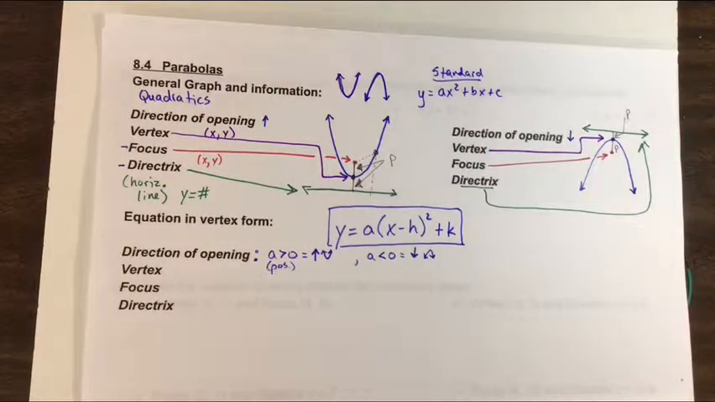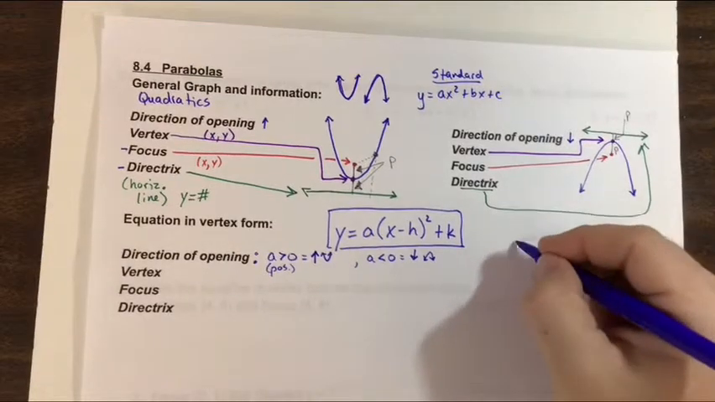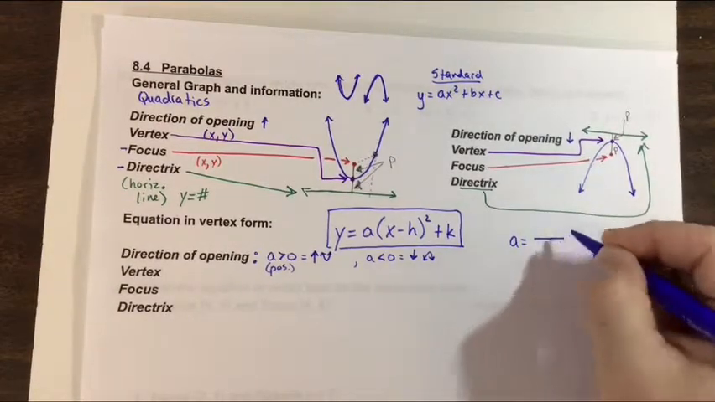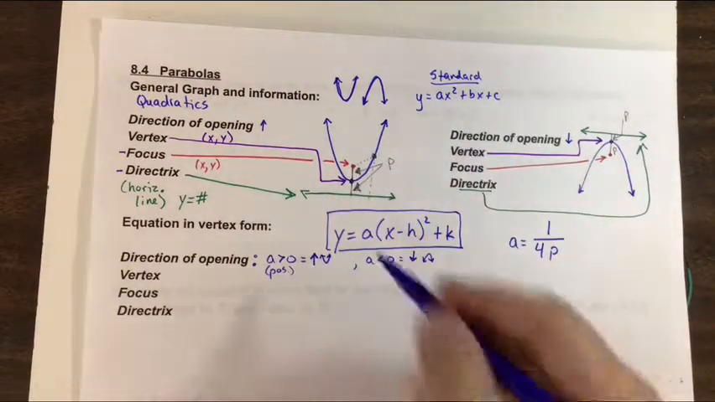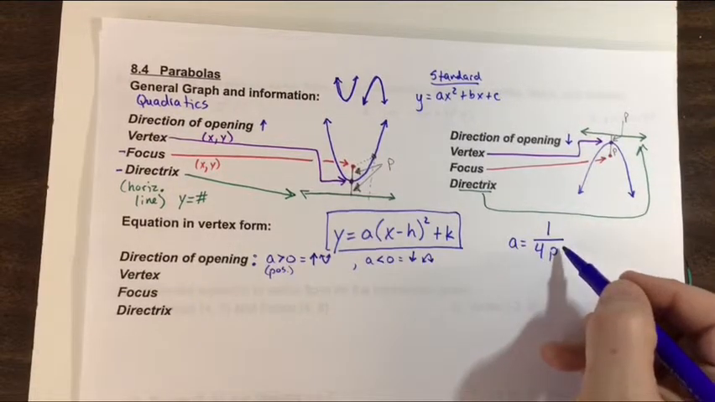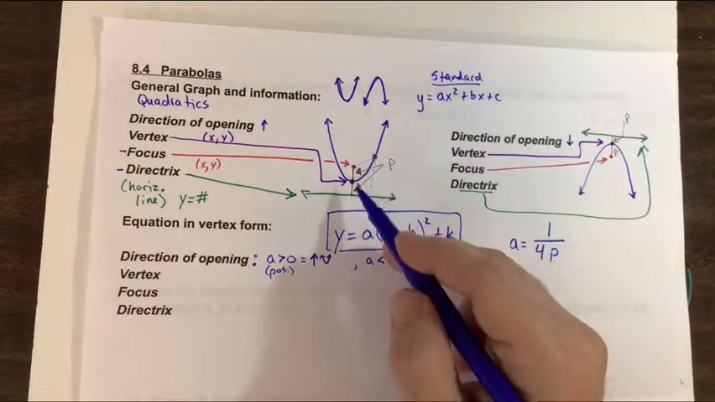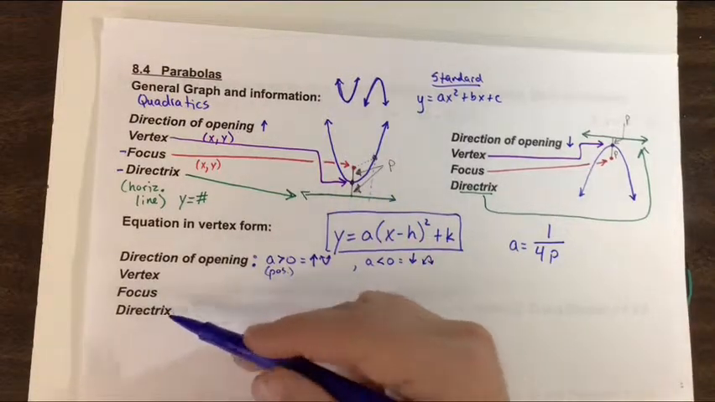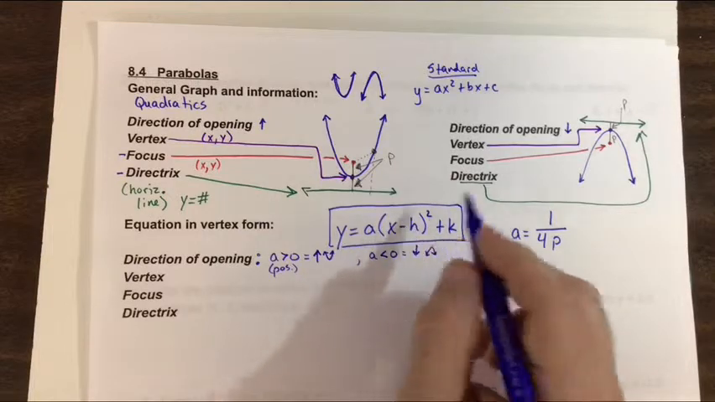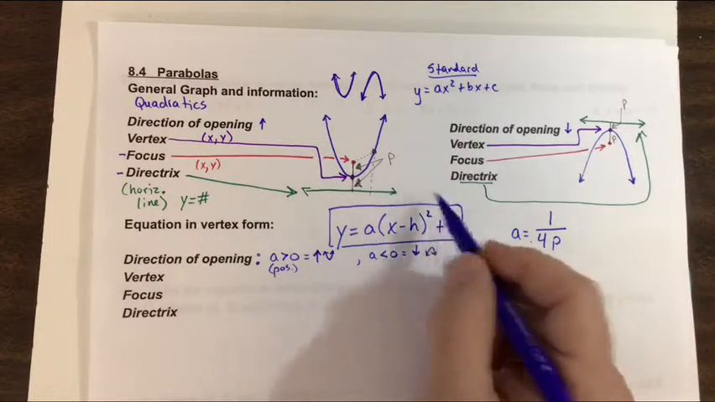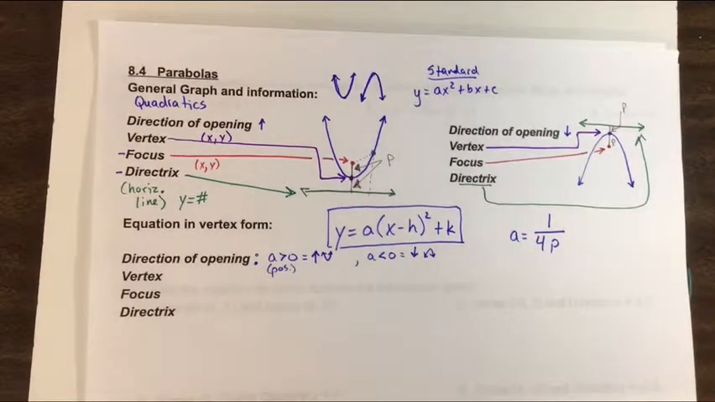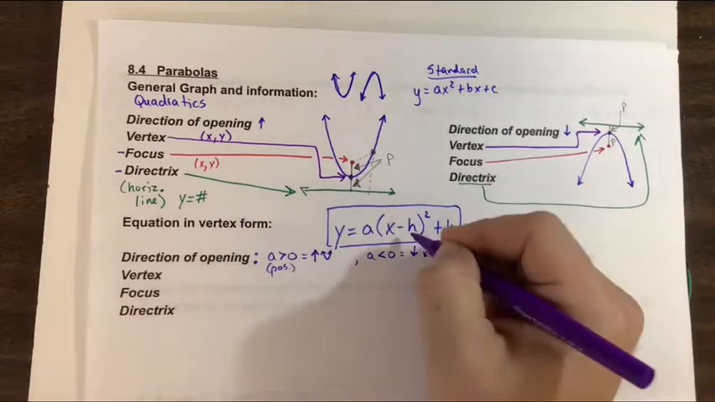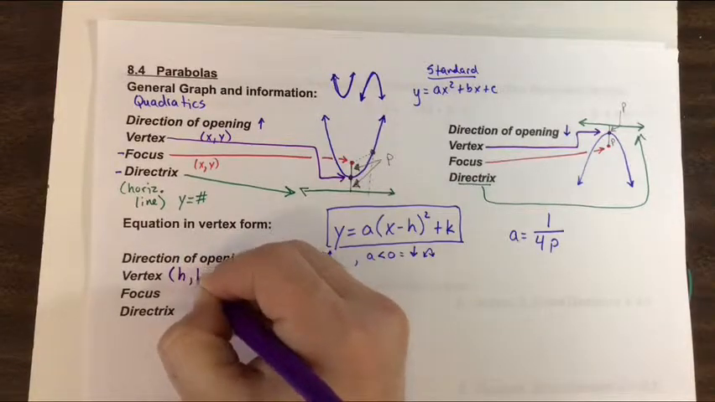Okay, so the direction of opening is figured out all based on what A is. Now, A is actually a calculation. A is something else that we can calculate, and this is the formula for calculating A: 1 over 4 times P. We just talked about what P was. So if I'm given a formula with A, I can solve that equation for P to figure out what that distance is, because that's going to help me figure out vertex, focus, and directrix. In fact, our formula here for the equation of a parabola in vertex form tells me what our vertex is actually. The vertex of a parabola is always the ordered pair h, comma, k.